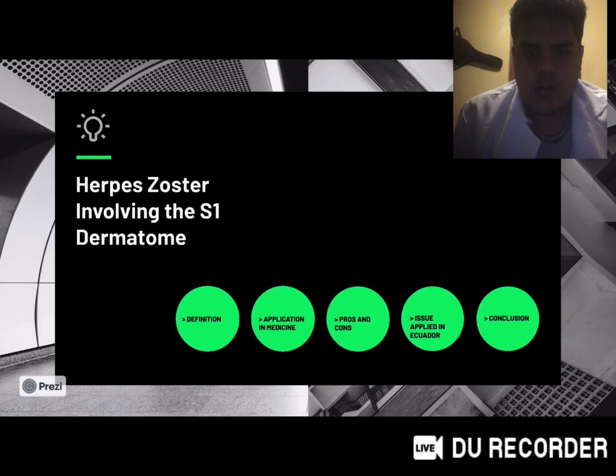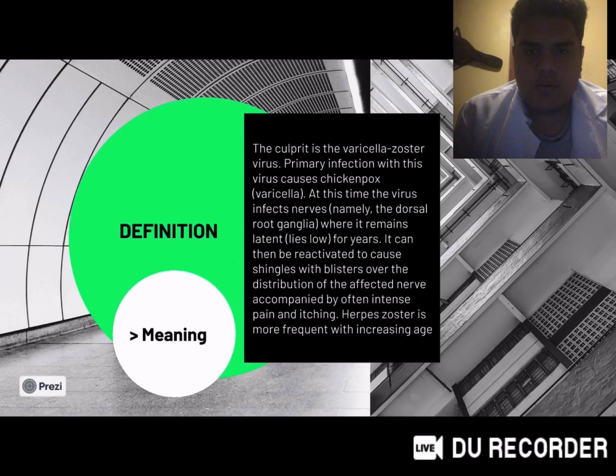Herpes zoster involving the S1 dermatome. Definition. The culprit is the varicella zoster virus. Primary infection with this virus causes chickenpox, also known as varicella.